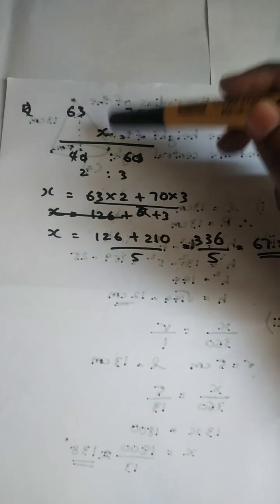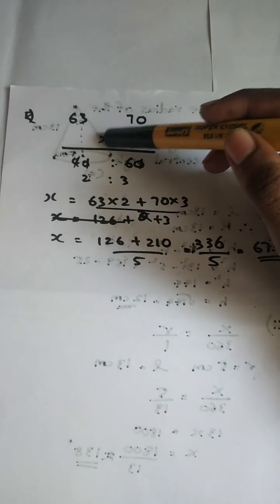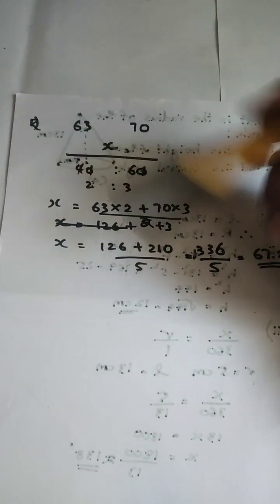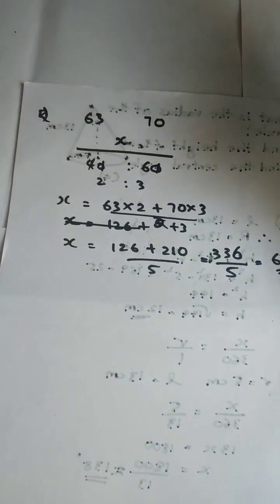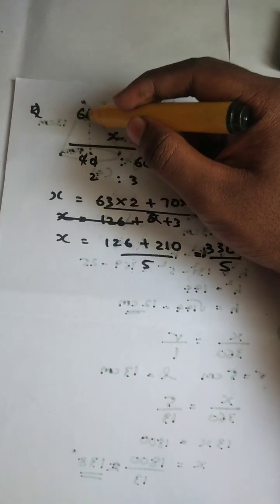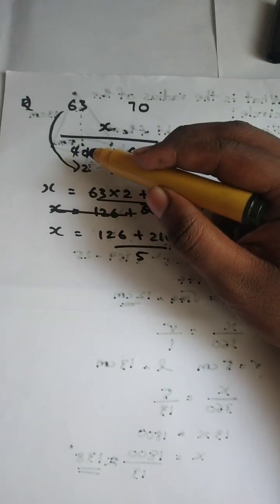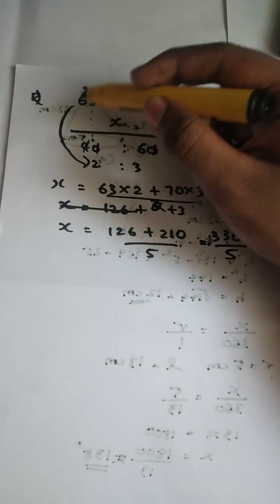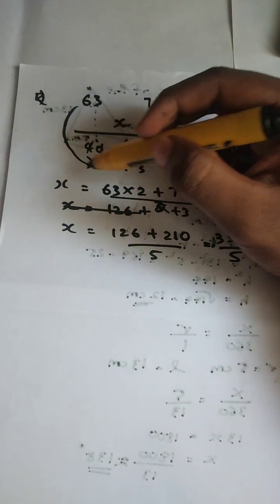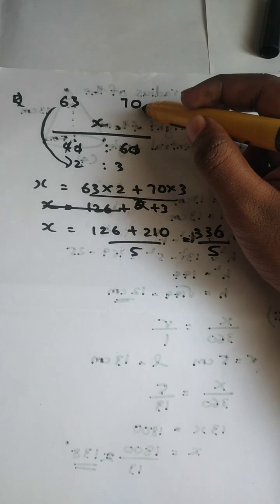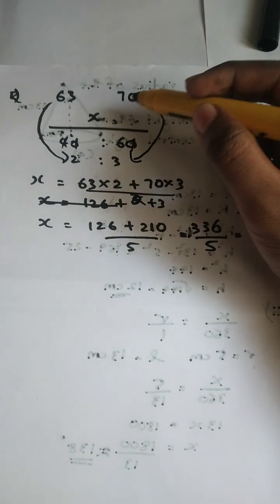So if this is the question, we want to find x. So how can we find x? We want to cross multiply. We multiply 63 with the 2 here. The number of boys is 40 and girls is 60, and by reducing it we get 2 to 3 as the answer. So we multiply 63 with 2 first, then add it to 70 multiplied by 3.